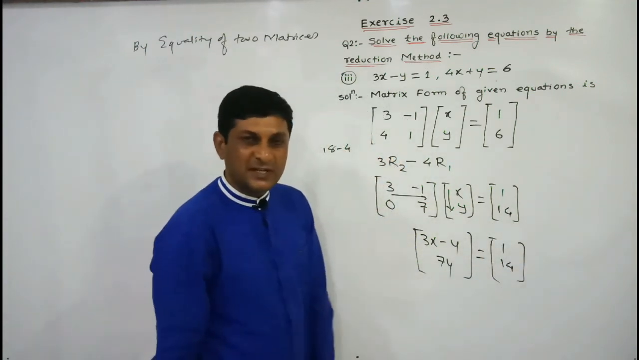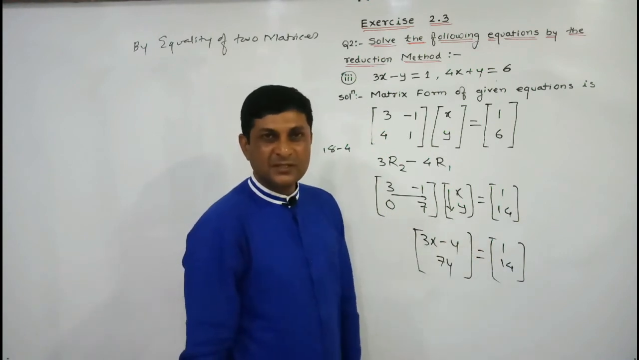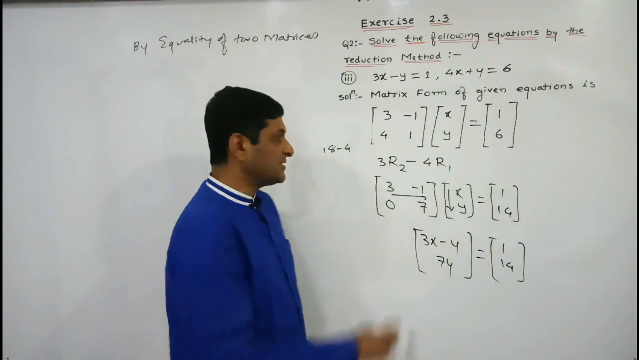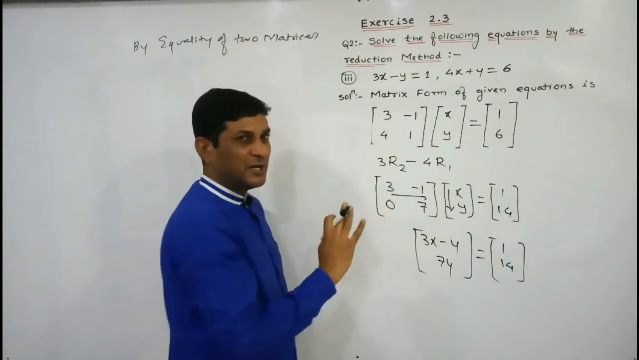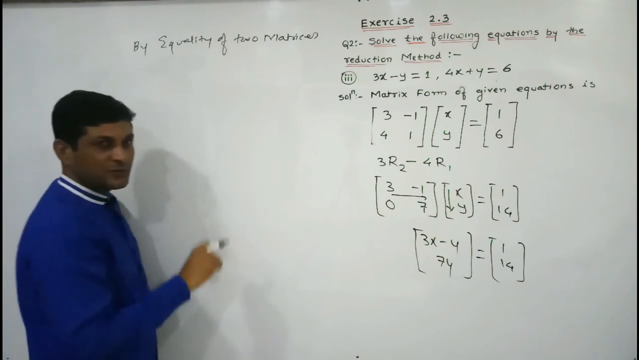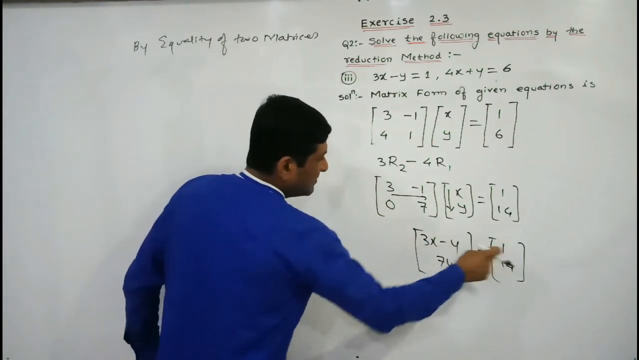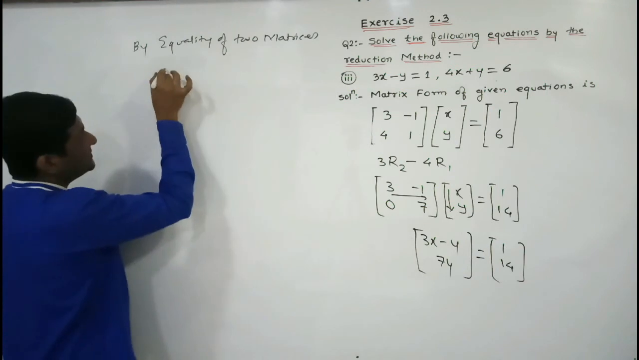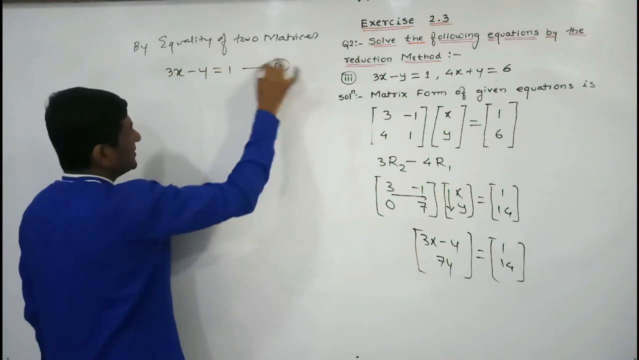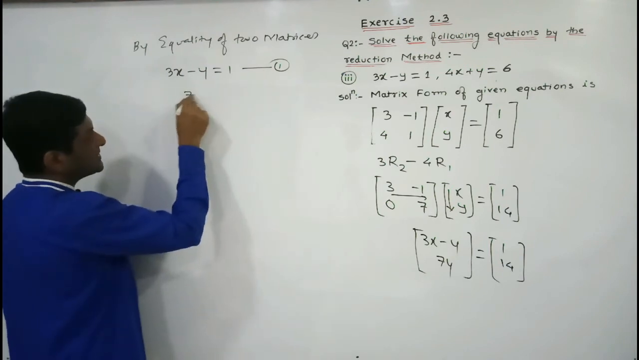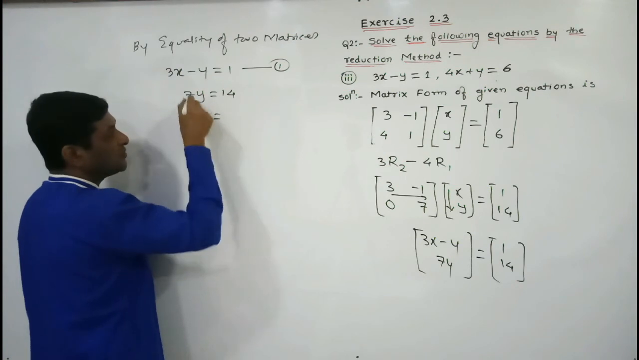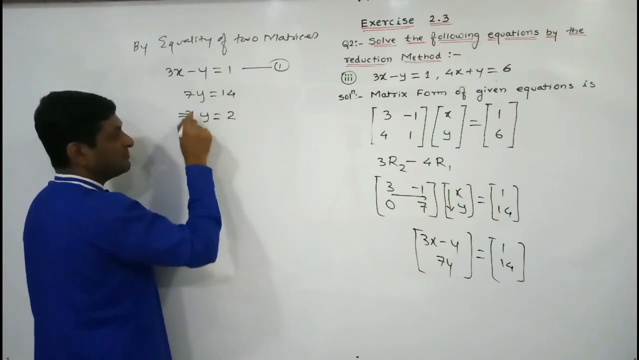So here, once the multiplication is known to us, we can observe that these two matrices are equal, and since the matrices are equal, we are able to apply the definition of equality of two matrices. According to this definition, corresponding elements are equal. So what we'll get here: 3x minus y will be equal to 1, denoted by equation number first, and 7y is equal to 14, which implies that y is equal to 14 divided by 7, which means 2.